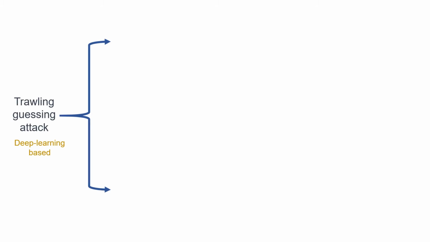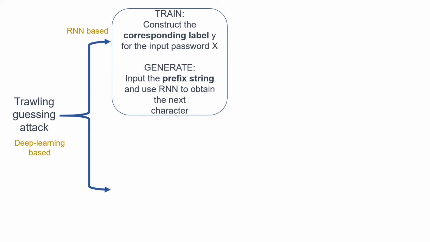Two kinds of neural networks are often used. The first one is based on recurrent neural networks. To avoid gradient vanishing problems, we use long short-term memory instead. This model is easy to train. Just construct the corresponding label Y for the input password X. We use a picture to demonstrate this process.